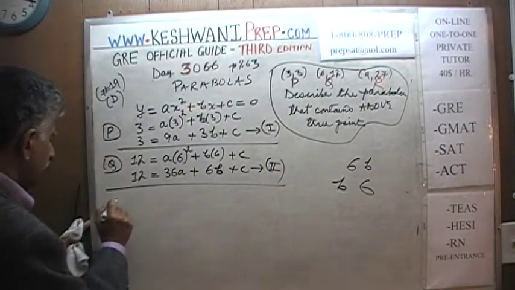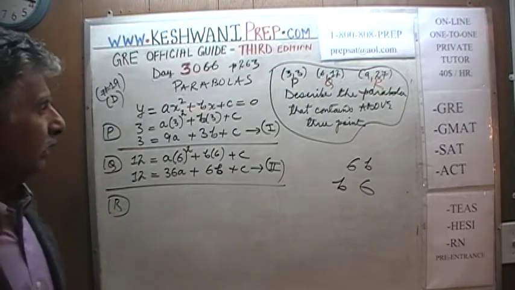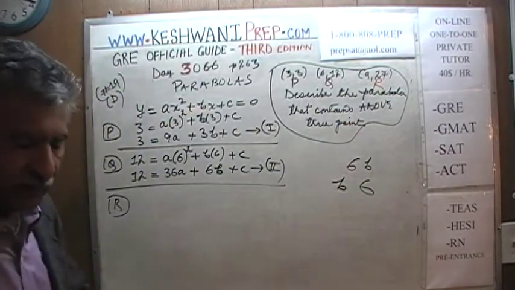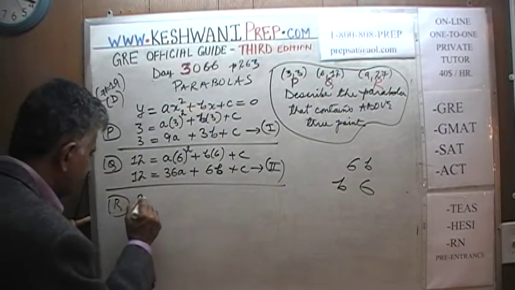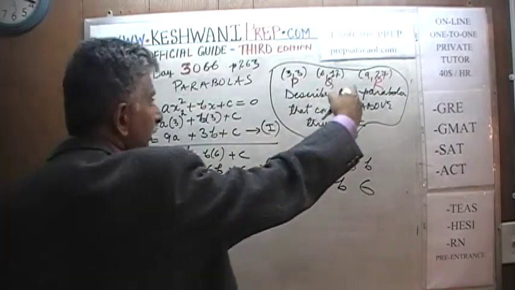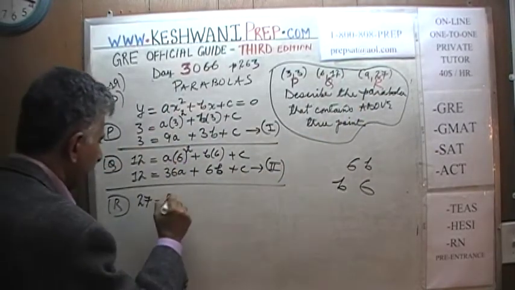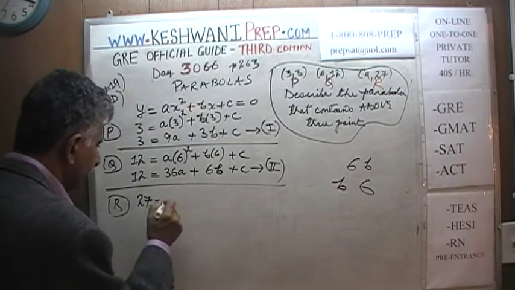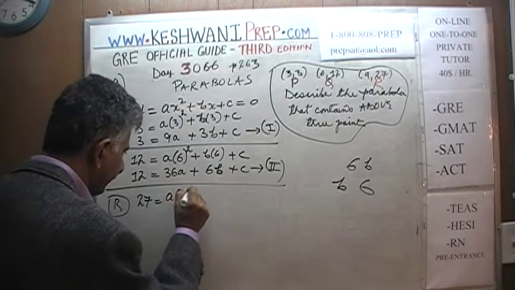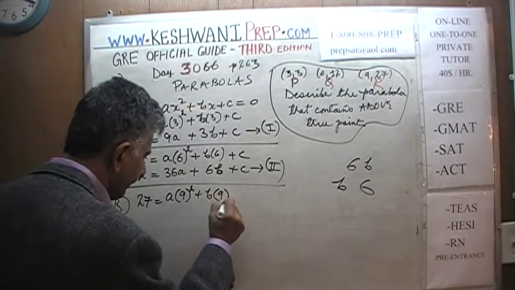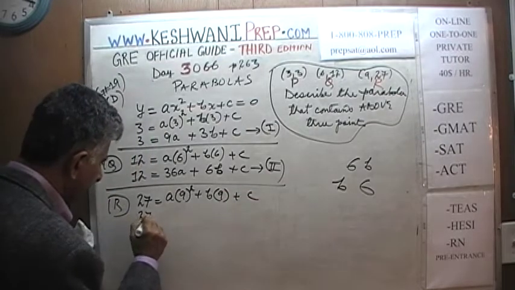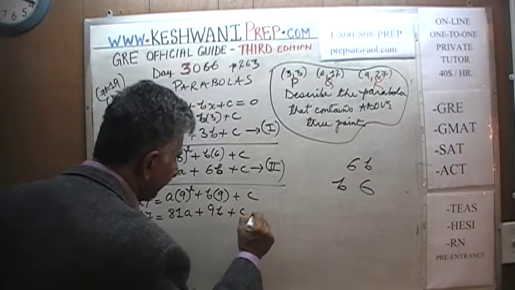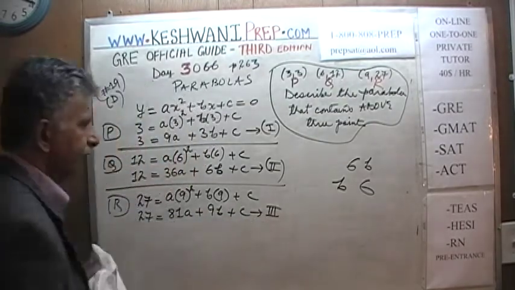Point P, Q, R. In point R, we know that y has to be 27 wherever x is equal to 9. So y is 27 when x is equal to 9. So we get ax squared, which is 9 squared, plus bx, which is 9, plus c. We end up with 27 equals 81a plus 9b plus c. And that's our equation number 3.